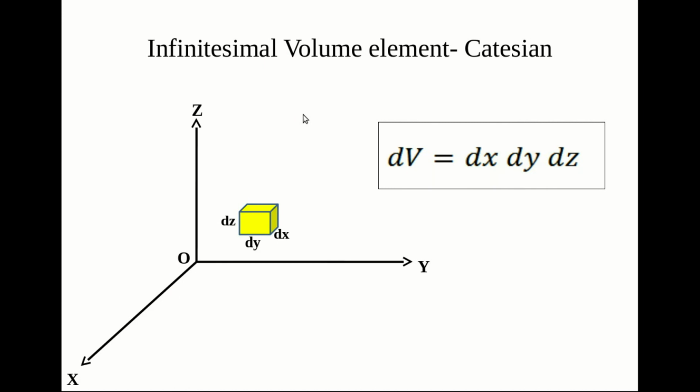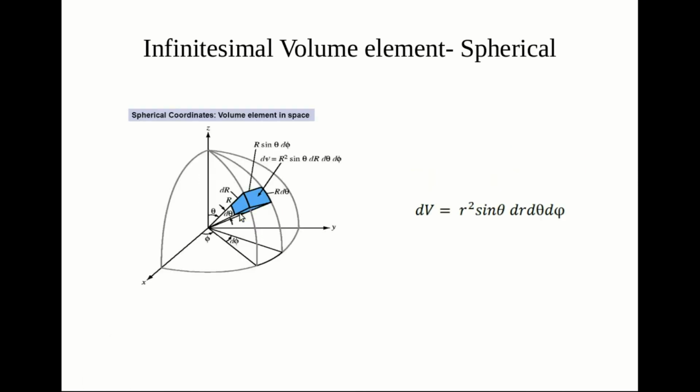Moving on to the infinitesimal volume element dV. In Cartesian coordinates, we saw that we get it by multiplying the infinitesimal displacement elements in all three directions. That is, dV is equal to dx dy into dz. The volume element is a scalar and so there will be no direction.